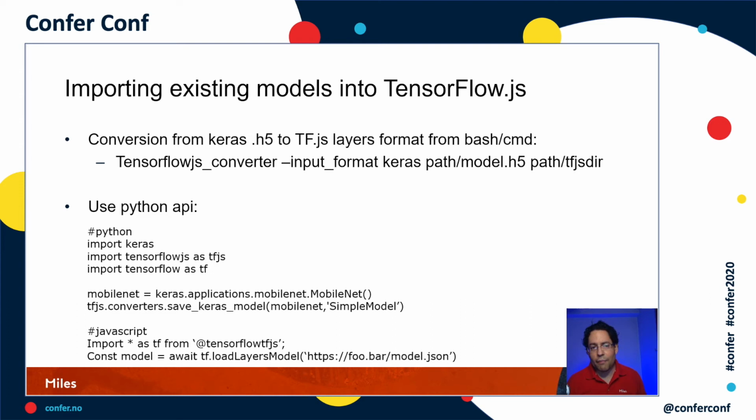So in Python we can save a Keras model using the code that you can see here on the slide. And then in our JavaScript application we can import TensorFlow.js, and then we can just do an await of tf.loadLayersModel, and then we need to point it to where we have this TensorFlow.js model in our JavaScript application.